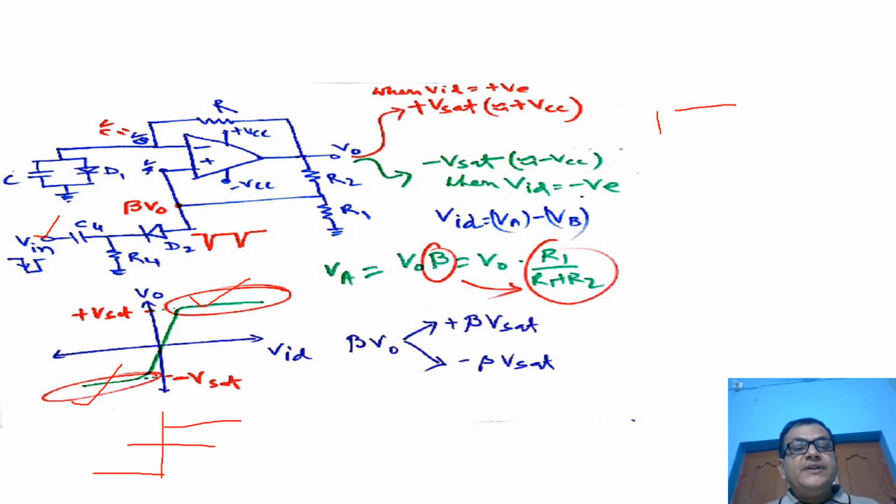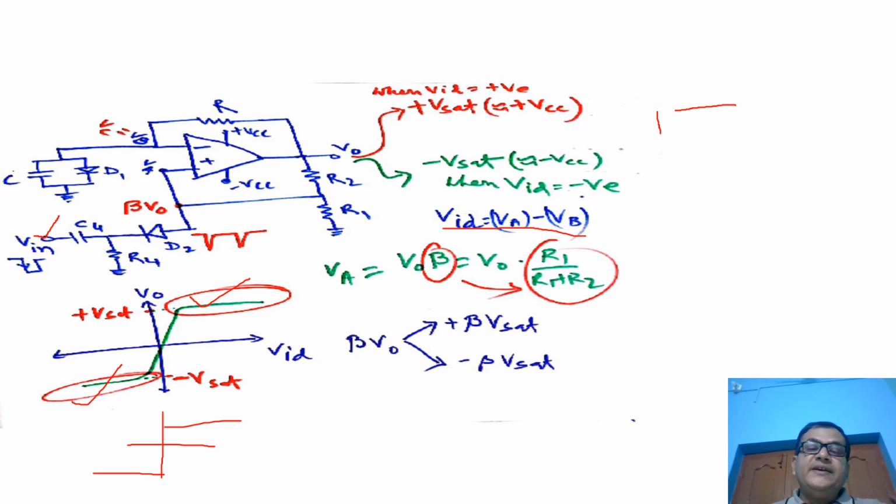It depends upon the difference of voltage at these 2 points, the input points. This is called VID. What is VID? That is called the input difference voltage. VID is nothing but the voltage difference between these 2 points, that is VA minus VB. VA is the voltage of the non-inverting terminal, and VB is the voltage of the inverting input terminal.